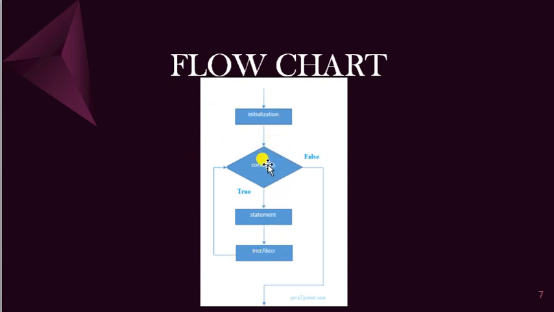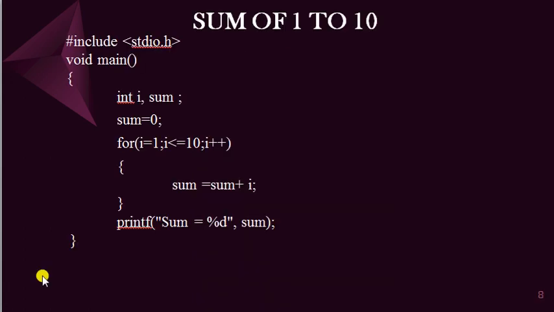If the condition is false, then go out of the loop. Okay, so that is happening in the case of for loop. So next we can see the example for loop. We have seen the example of sum of 1 to 10 numbers in the case of while and do while. Similarly, how we can find the sum of 1 to 10 numbers by using for loop. It's very simple. So here see the difference.